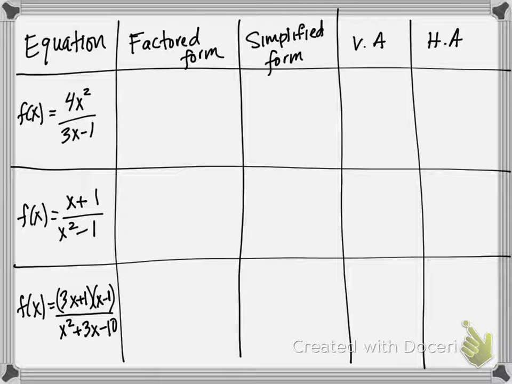For these three rational equations, we're going to be finding the vertical and horizontal asymptotes. For the first equation, what we want to do is make sure that the numerator and denominator are factored, and the numerator and denominator of this first example are factored completely. So this is the simplified form for the numerator and denominator.